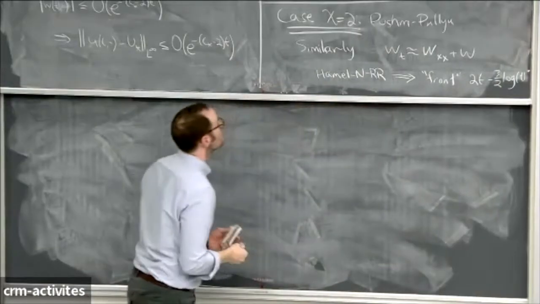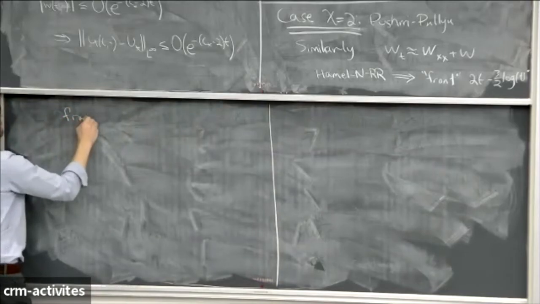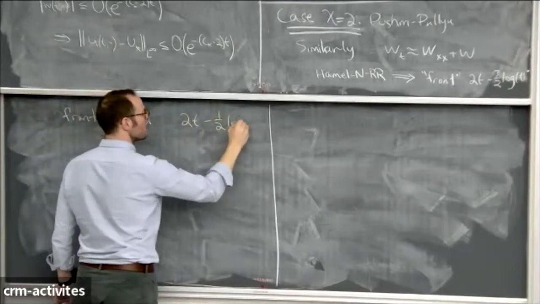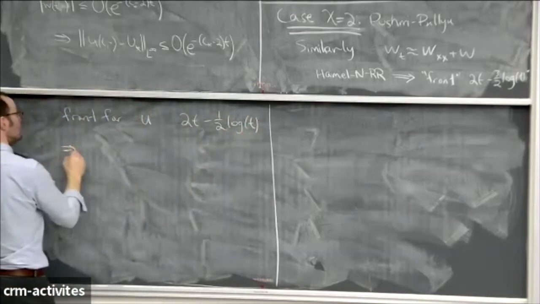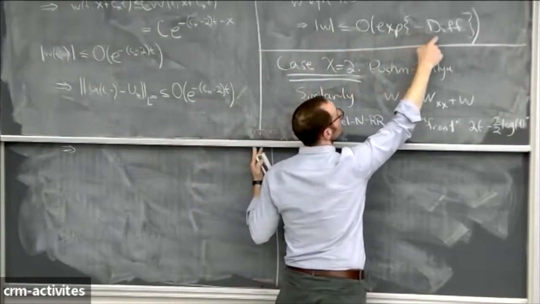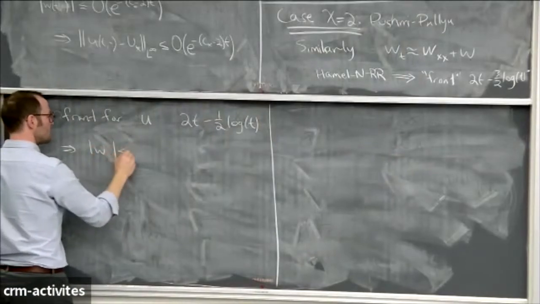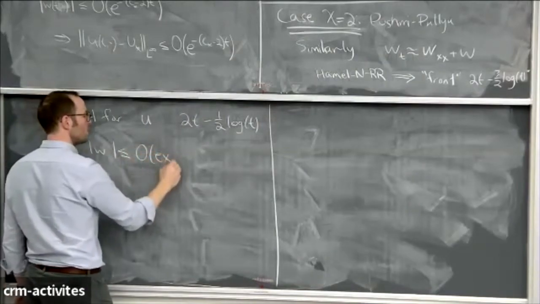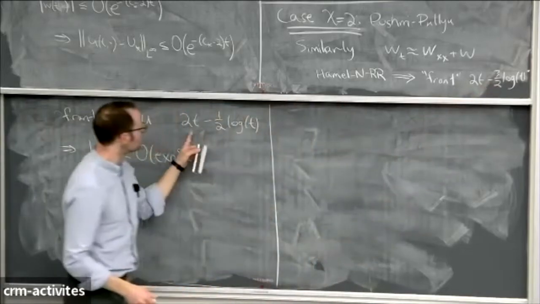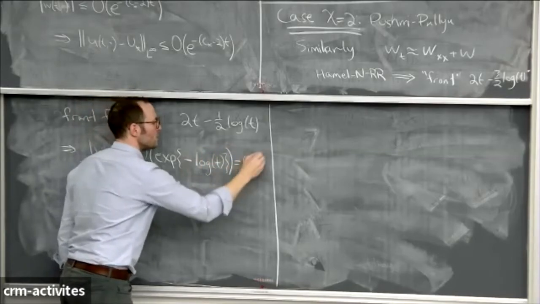On the other hand, as Lenya detailed this morning, the front for u is 2t minus 1/2 log t. So this tells us, based on our principle of w being smaller than exponential minus the difference, that w has to be less than or equal to O of exponential minus, well, we have 2t minus 3/2 log t, we have 2t minus 1/2 log t, so the difference between those is log t, and so we get O of 1 over t.